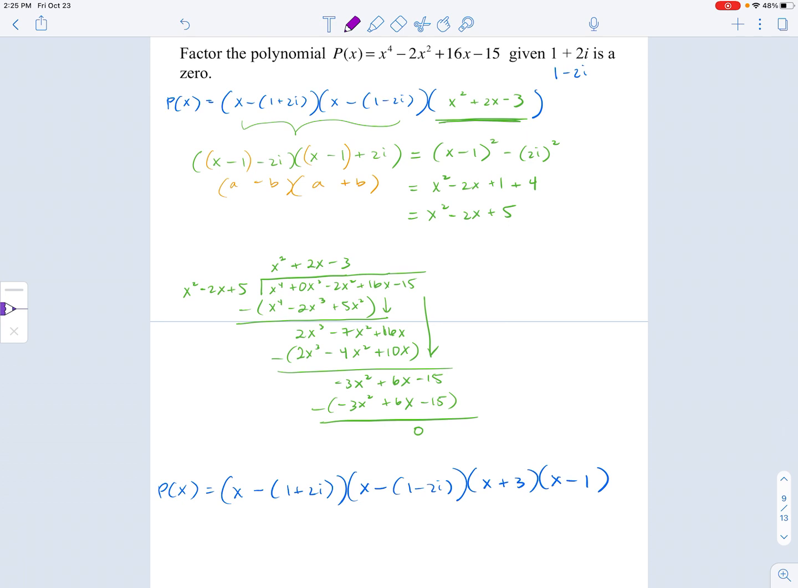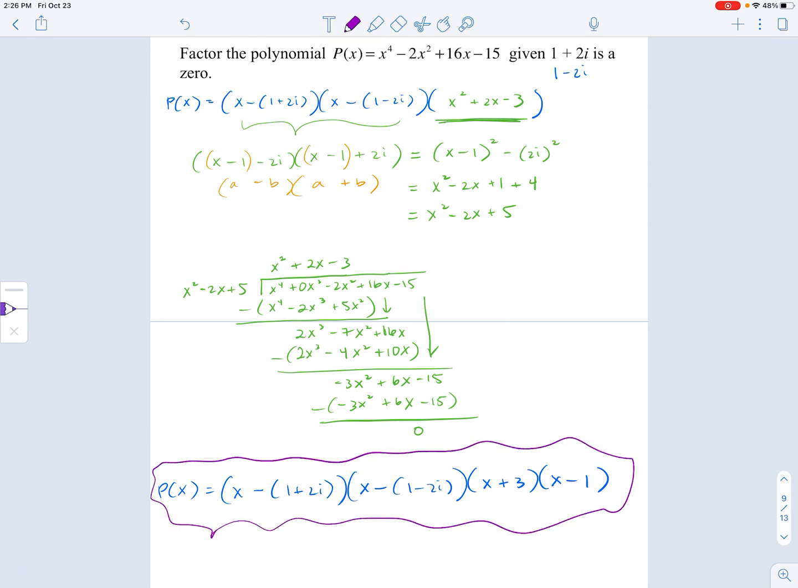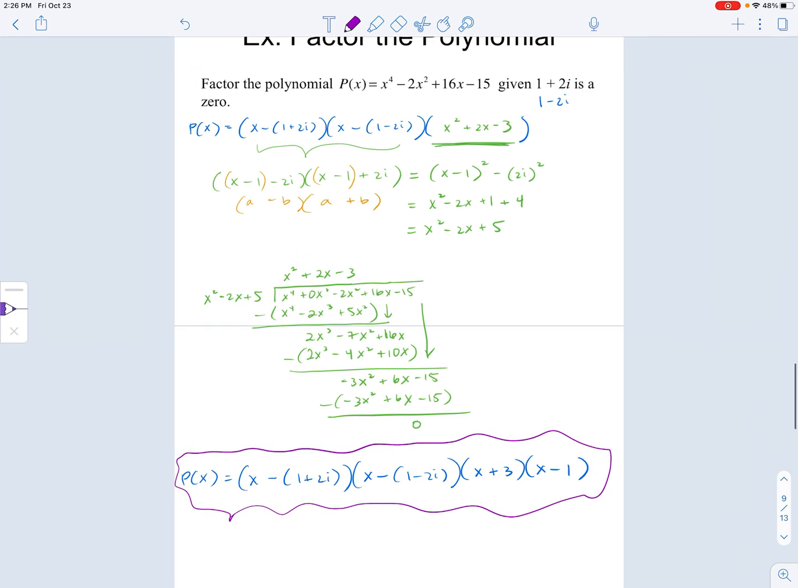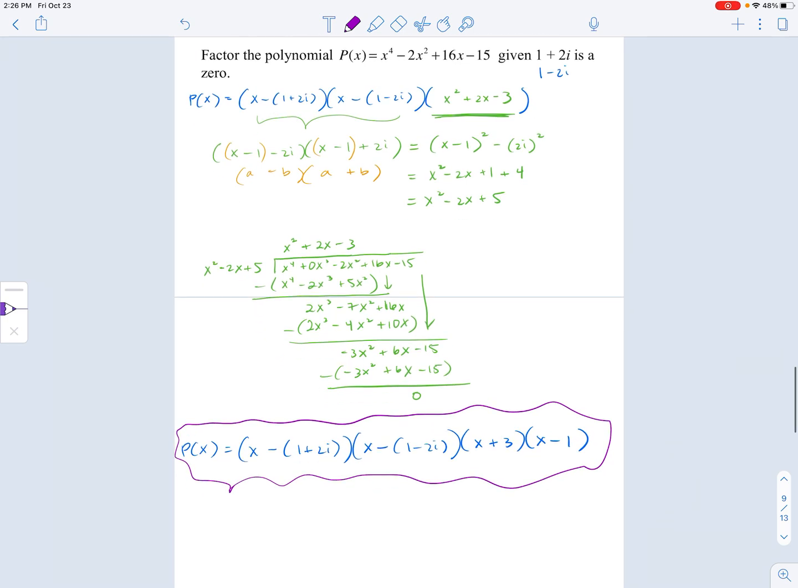So once your polynomial is in factored form, and we knew there were going to be 4 linear factors, we can also identify what the complex zeros are. Not asked for it here, but why not? So our complex zeros are 1 plus 2i, 1 minus 2i, negative 3, and positive 1.